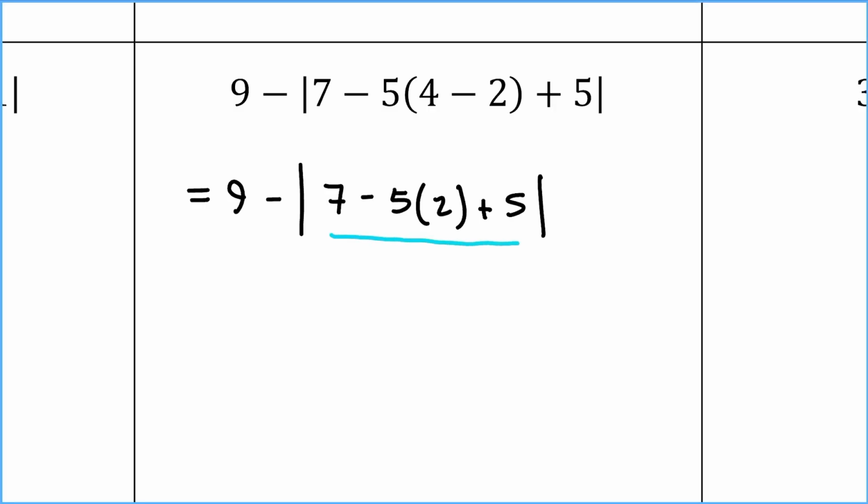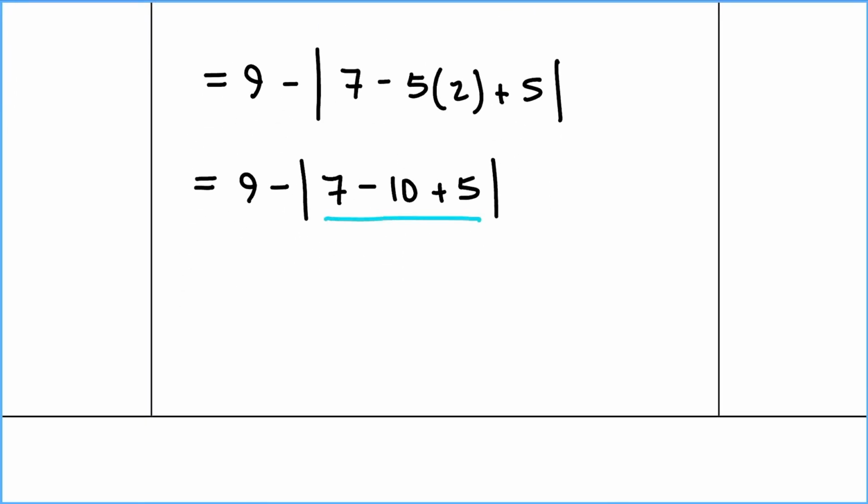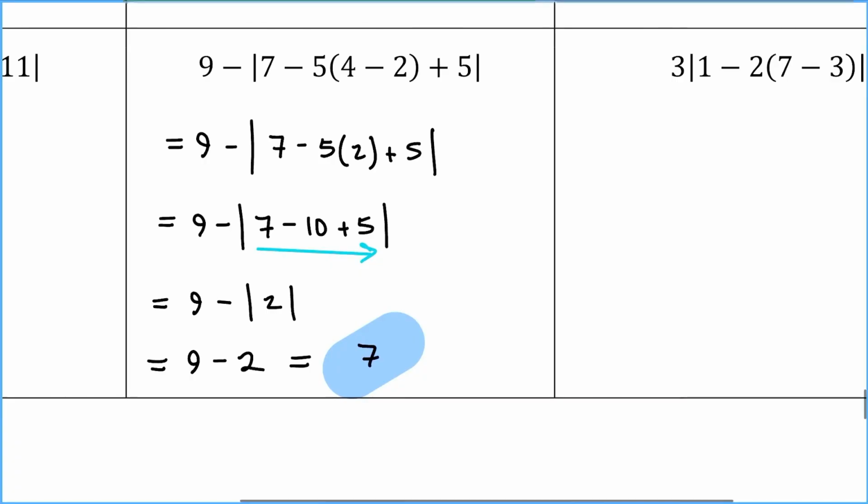And then inside the absolute value here, well, no, I'm getting ahead of myself. We need to multiply next. According to PEMDAS, we need to do 5 times 2, which is negative 10, plus 5. Good. Now, within the absolute values, we're going to work from left to right. So this is 9 minus, I'm going to do this in one step, 7 minus 10, that is negative 3. 7 minus 10 is negative 3, plus 5 is positive 2. The absolute value of 2 is 2, 9 minus 2 is 7.